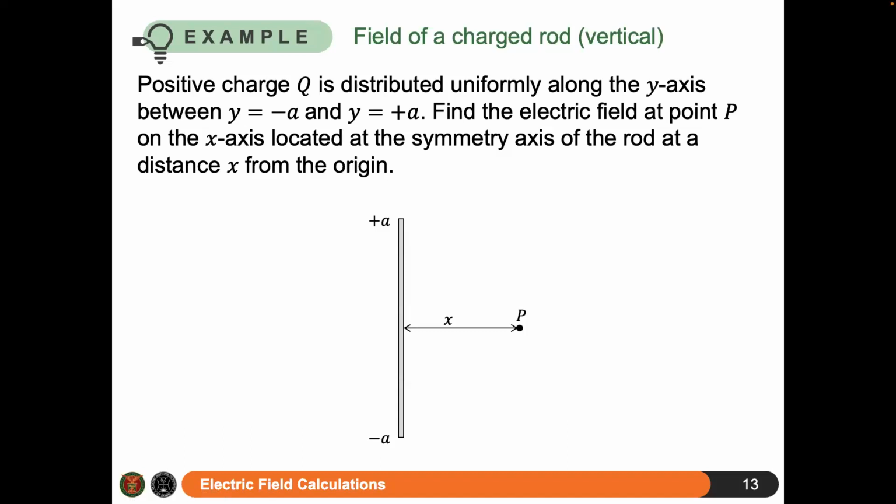Now let's consider the field of a charged rod, a vertical charged rod. Okay? So kanina naka-horizontal yung charged rod. So ngayon let's consider vertical and a point P away from the rod, from the bisector. Okay? So i-orient natin yung charged rod in the y-axis from negative a to a. Find the electric field at point P at distance x from the bisector of the vertical rod.